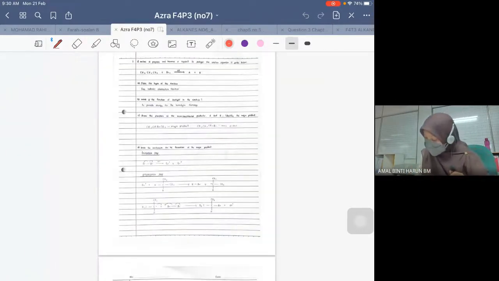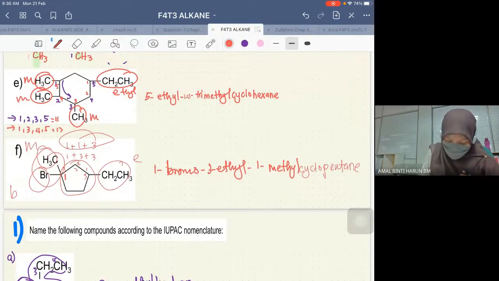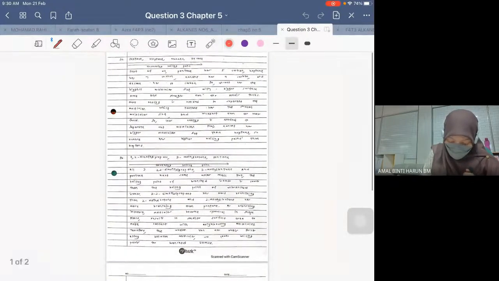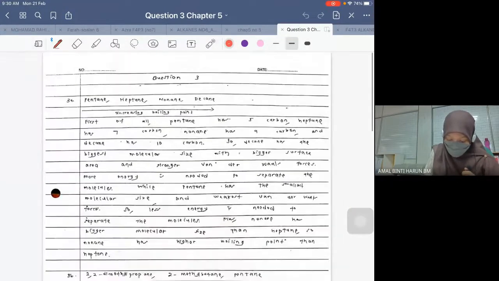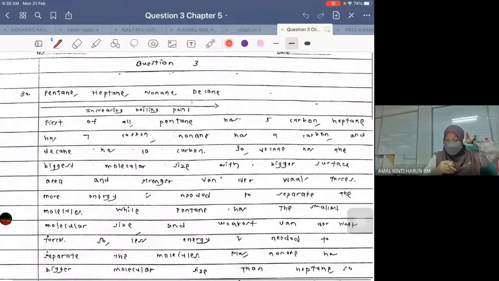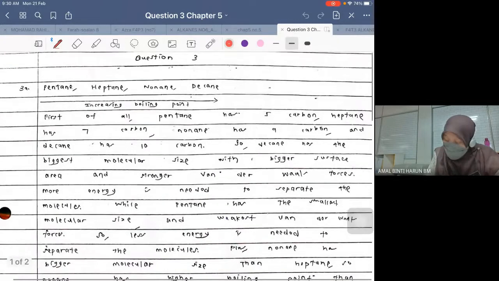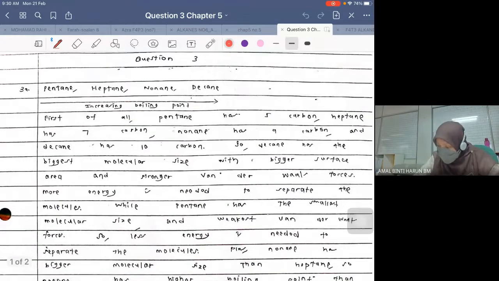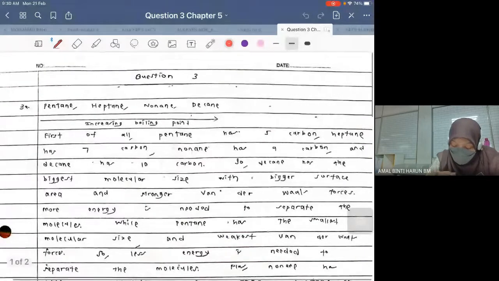Number 3. Arrange the following alkane in order of increasing boiling point. So this question, check jawapan masing-masing lah. Sharon. Okay. So dia bagi option dekat sini. Number 3, nonane, pentane, decane and heptane. So we are arrange them.